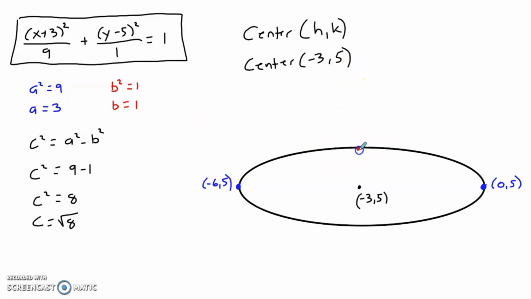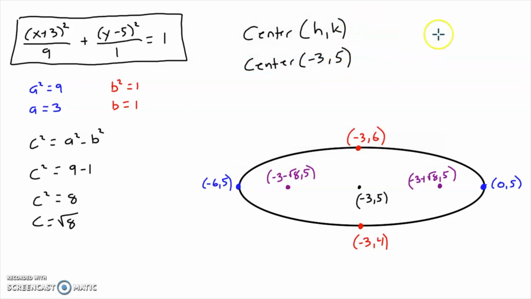To find the covertices, those are the points of intersection with the minor axis, we simply go up and down by the value of b. To locate the foci, we're always going to move along the major axis. So since the major axis is left and right on this ellipse, the foci are going to be to the left and to the right of the center of the ellipse, both equally distant, and the distance is c, the square root of 8. To locate these points, then we simply go the square root of 8 to the left and the square root of 8 to the right.